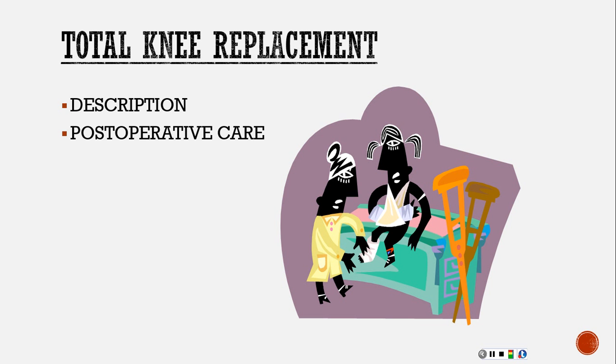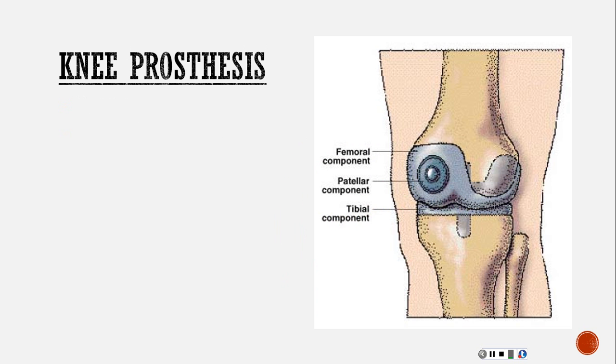Also, activity is going to be, again, ordered, but usually they're going to have alterations in the activity level. It's going to be some type of non-weight bearing or touchdown weight bearing, some alteration in the weight bearing to that extremity, at least for a short period of time. And here's just a look at the knee prosthesis.